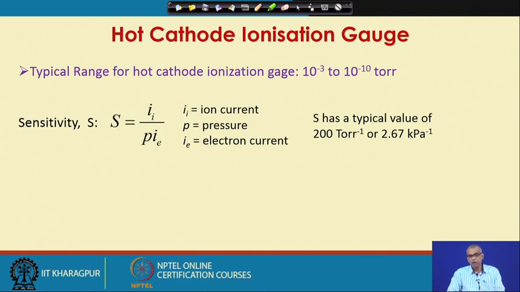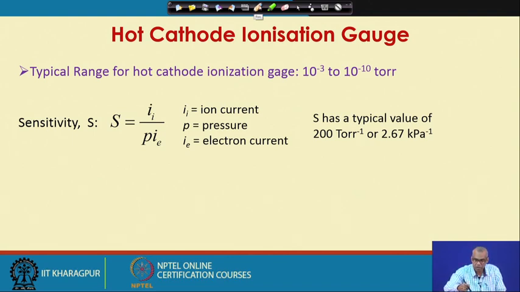The typical range of a hot cathode ionization gauge is 10 to the power minus 3 to 10 to the power minus 10 torr. 1 torr is 1 millimeter of mercury. So, the hot cathode ionization gauge can measure a pressure as low as 10 to the power minus 10 millimeter of mercury.